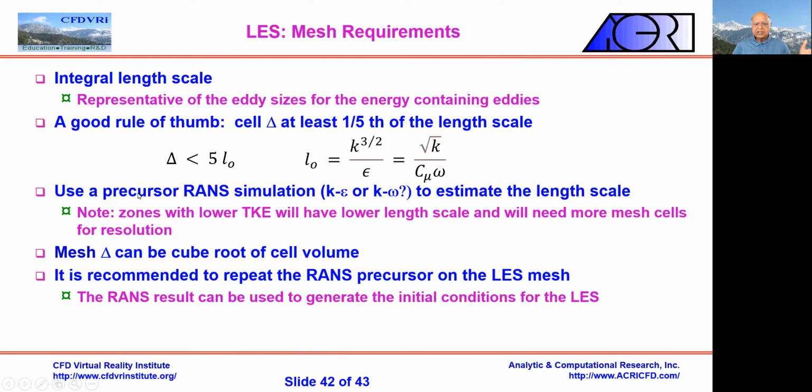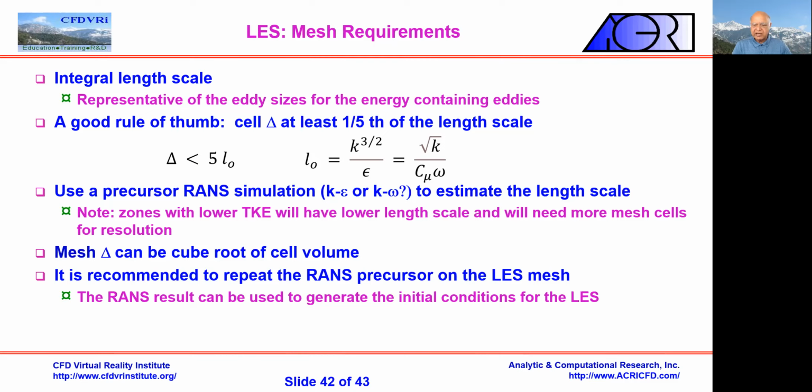Typically you use a precursor RANS simulation to determine k and omega, to estimate the length scale. Then you note that there will be lower turbulent kinetic energy, which will have lower scales, so we'll need more cells for that resolution. So delta can be taken as the cube root of cell volume, multiplied by a constant Cs, so it becomes smaller. It is recommended that we take the RANS precursor results from k epsilon or k omega and use them as the initial conditions for the LES. You cannot apply LES to a flow where turbulence energy is 0. Nothing would happen. So you have to have an initial field.